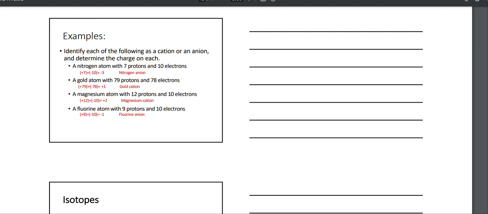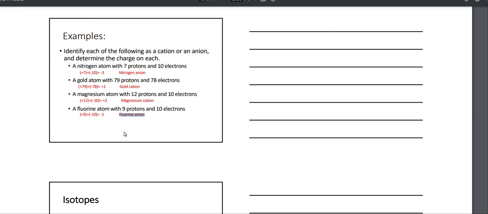Gold, 79 and 78. Same thing. If you use the same concept, you will have a positively charged gold, or cation, with 1 positive charge. Magnesium, same concept. If you subtract 12 from 10, you will get 2 positively charged protons in excess, so that makes it a magnesium cation. Fluorine will have 1 negatively charged electron in excess, so that makes it a fluorine anion.